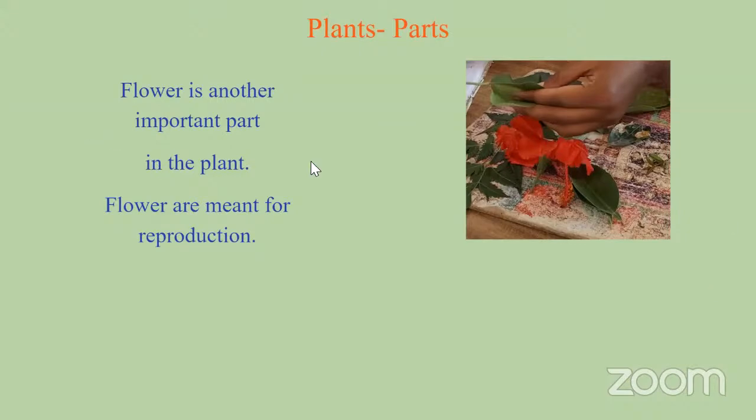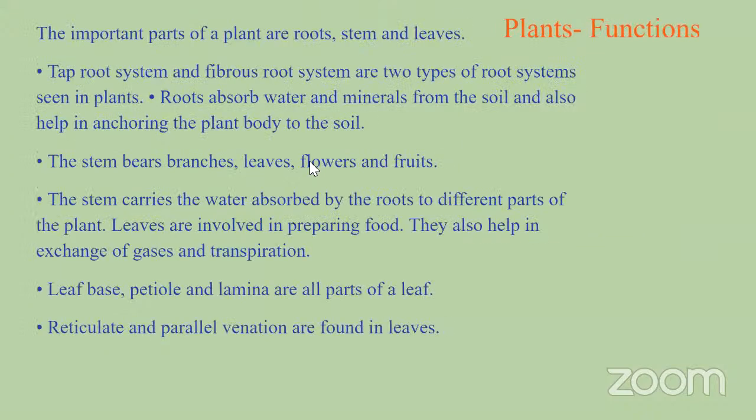Right. Next, the important parts of a plant are roots, stems. These are the main key points, and we are at the ending stage of this class. Taproot system and fibrous root system are two types of root systems seen in plants. Roots absorb water and minerals from the soil and also help in anchoring or fixing the plant body to the soil. The stem bears branches, leaves, flowers, and fruits. The stem carries the water absorbed by the roots to different parts of the plant.